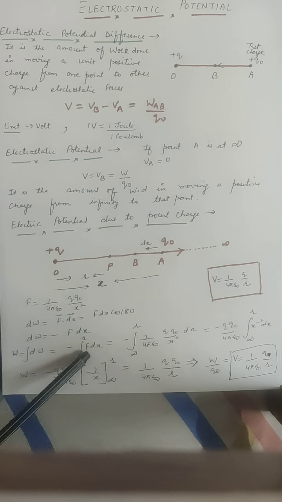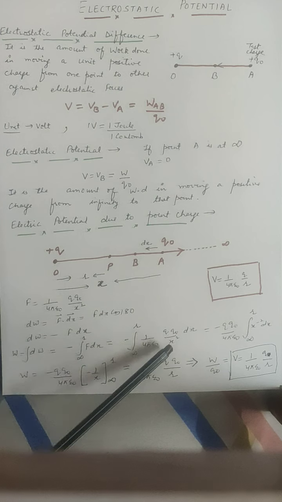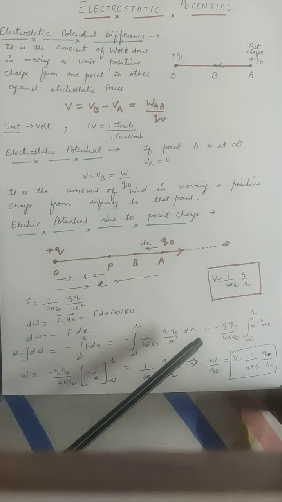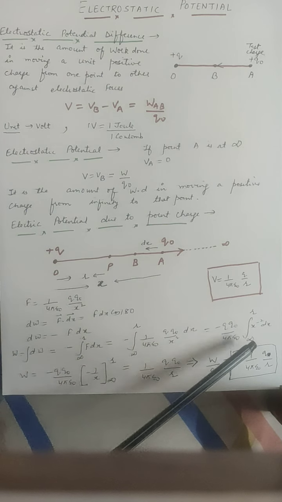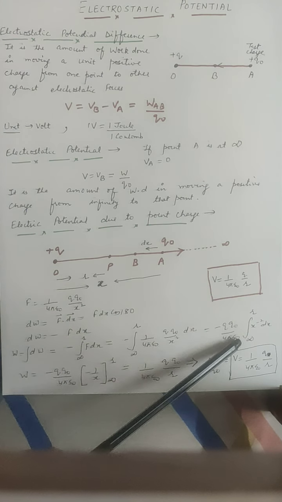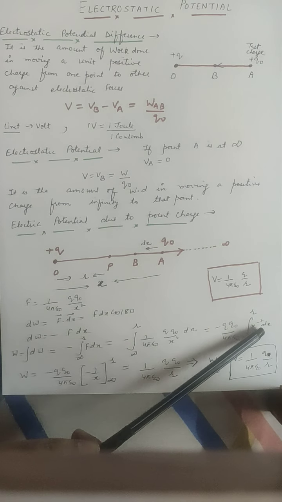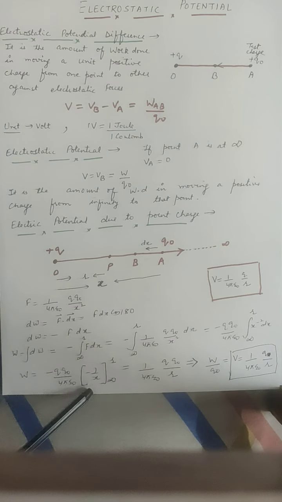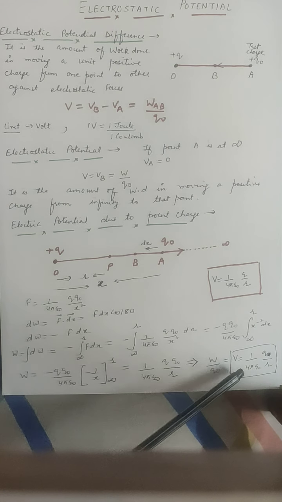We substitute the value of force, 1 upon 4 pi epsilon naught, q naught upon x square, into dx. Now this 1 upon 4 pi epsilon naught q naught comes out of the integration. So it is infinity to r, x raised to the power minus 2 dx. Now on integrating it, it becomes minus 1 upon x. We substitute the upper limit minus lower limit and we get the formula of work equal to 1 upon 4 pi epsilon naught, q naught upon r. Now this q naught comes into the denominator. So work done upon this test charge is equal to potential. Hence the formula of the potential becomes 1 upon 4 pi epsilon naught, q by r.